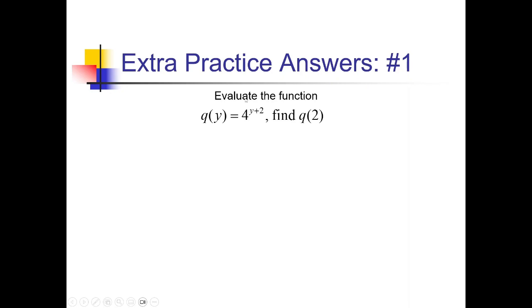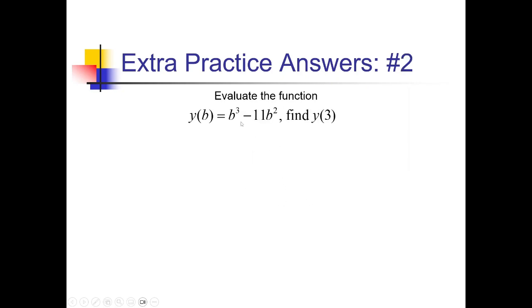So this is going to be rewritten as 4 to the 2 plus 2. This is really 4 to the 4, which I can simplify. 4 to the 4 is going to be, I believe, 256. 4 times 64. Yep, there we go.